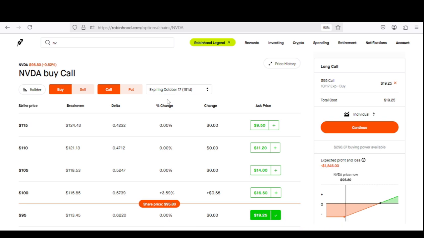So let's say come 90 days to expiration, on your long call, Nvidia is now trading at $115. Well, it's above your break-even price of 113 and it's 90 days to expiration. So you should be up a lot. Now, that is the power of the long call.